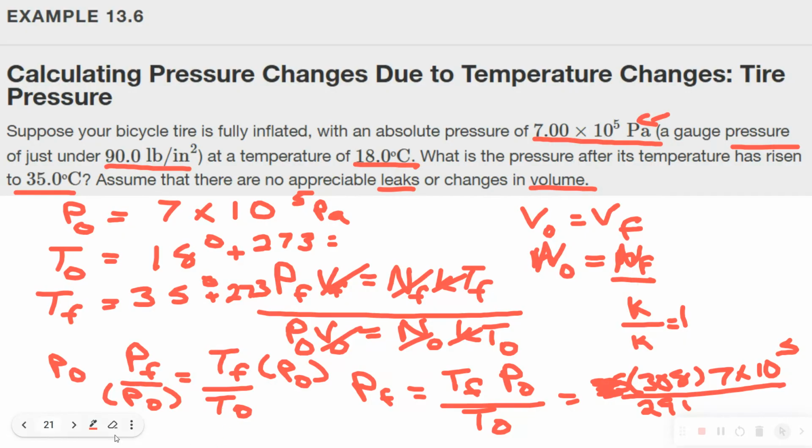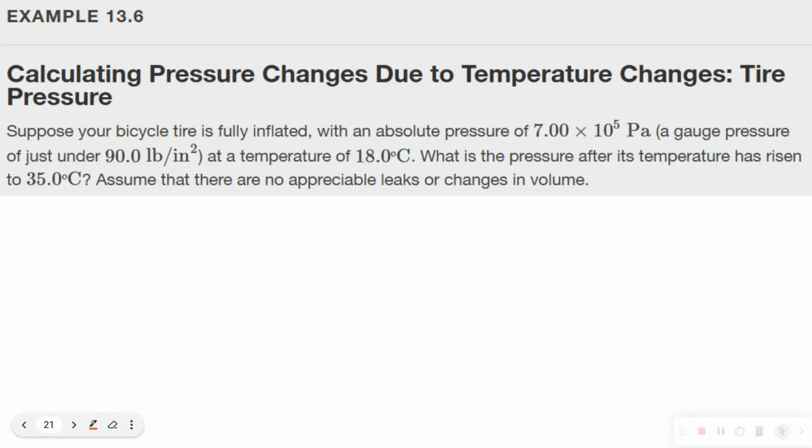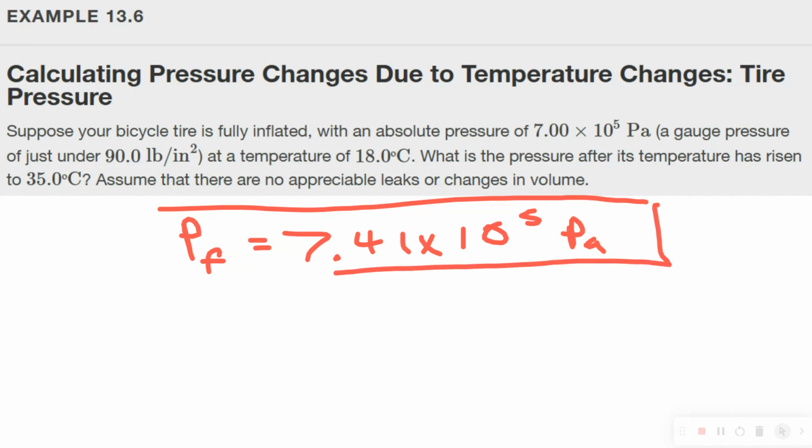Do you guys have this written down so I can clear this out? Yeah. Okay. So then the final pressure, if we did all that math, is just going to be 7.41 times 10 to the 5th pascals. Is that what you guys got? Yeah. Okay.